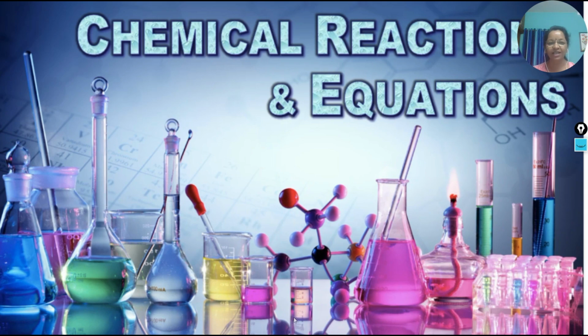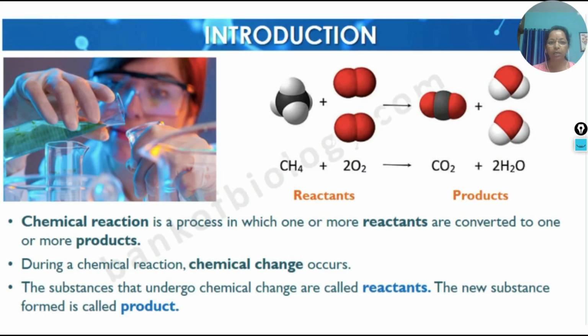Hi students, today we will discuss the class 10 chemistry chapter 1, chemical reactions and equations. In this chapter, we are going to deal with the different types of chemical reactions, how to write a chemical reaction, and how to balance a chemical reaction, etc. So first of all, what we should understand is what a chemical reaction is.